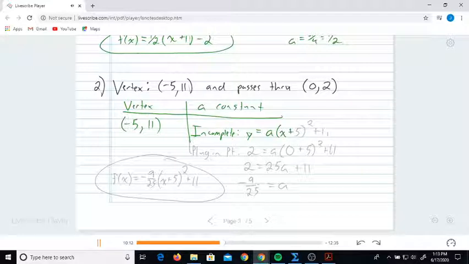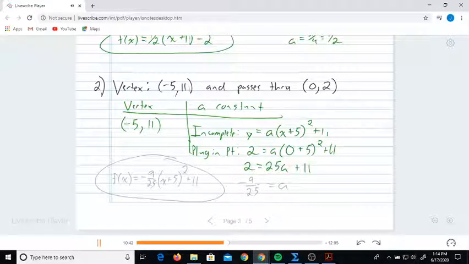It's incomplete because we're missing that a constant, so you go ahead and plug in a point. As long as it's not the vertex, it'll work. It says it passes through 0, 2, so we know the y value is 2 when the x value is 0. So we get 2 equals 25a plus 11, so 2 minus 11 is -9 divided by 25. -9 25ths is our leading coefficient.